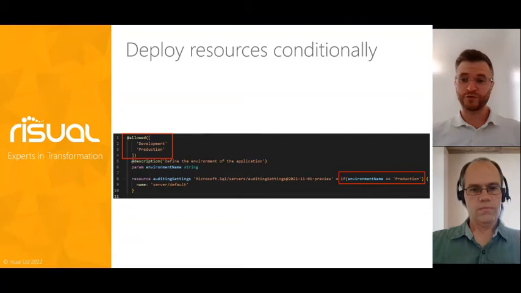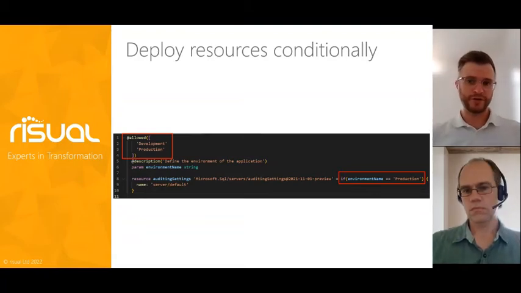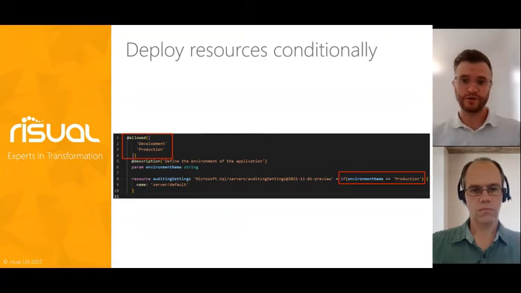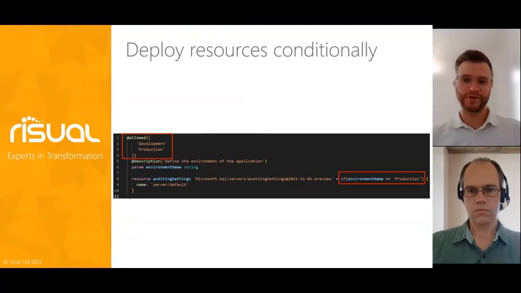So you can also include expressions in your conditions, so the parameter is further evaluated, not just true or false as in the previous example. So we have an environment name parameter with an allowed value of either production or development. We then have an if statement in the auditing settings resource that uses the environment name parameter and states only deploy the resource if the environment is production.